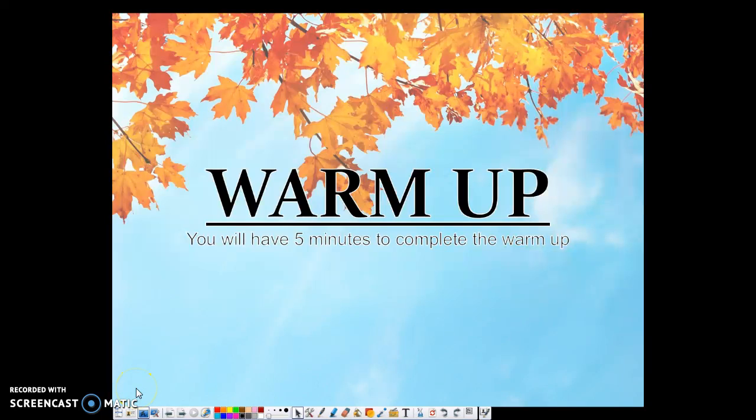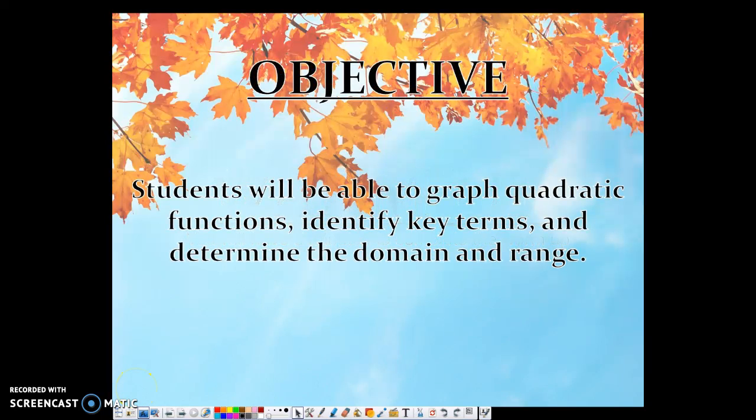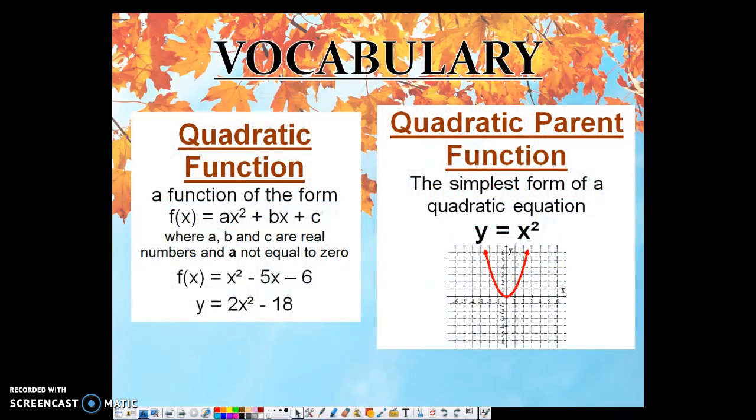Okay, so let's go into our lesson today. Today, students will be able to graph quadratic functions, identify key terms, and determine the domain and range. Okay, so a quadratic function. A quadratic function is pretty much anything with this x squared in it right here. If it has an x squared and nothing higher, then it is probably a quadratic function.